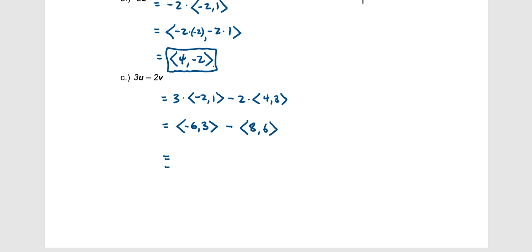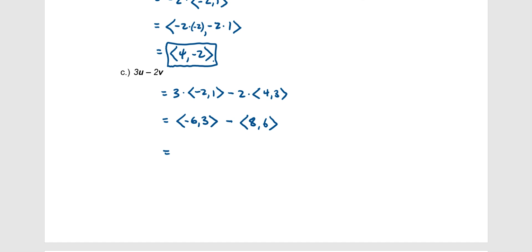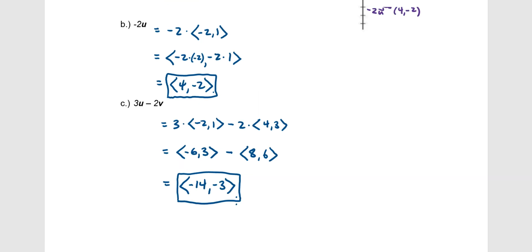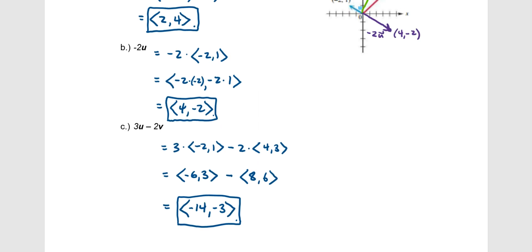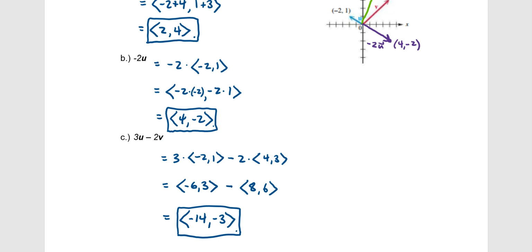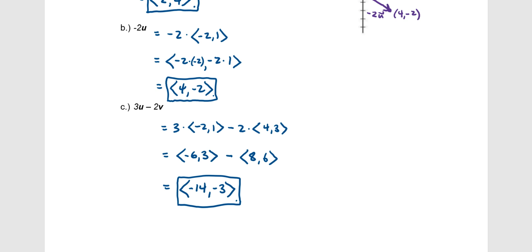And all we have to do now is just subtract the components, component-wise. -6 minus 8 gives us -14. 3 minus 6 gives us -3. So that is the vector -14, -3. So I'm not going to graph this one because it won't fit on this graph above, but obviously it's just as easy as the other ones. You're just plotting an ordered pair and connecting it from the origin with a directed line segment.